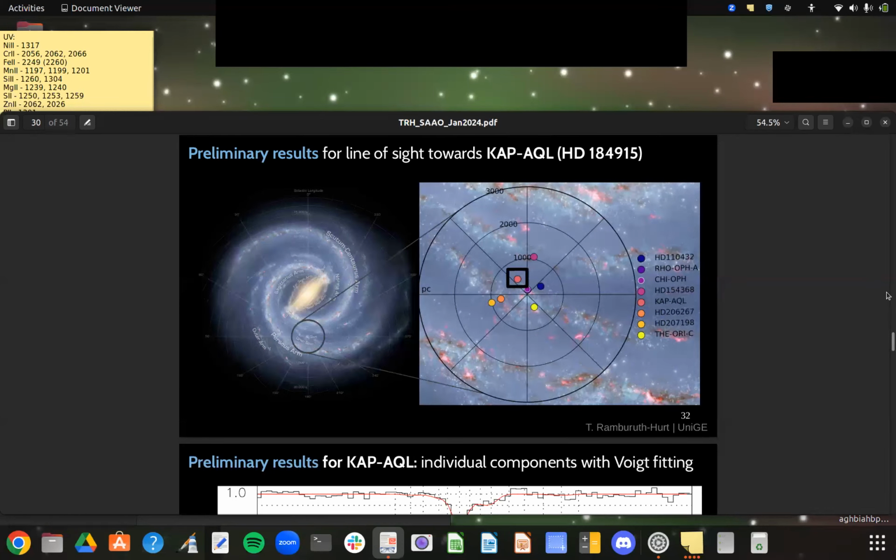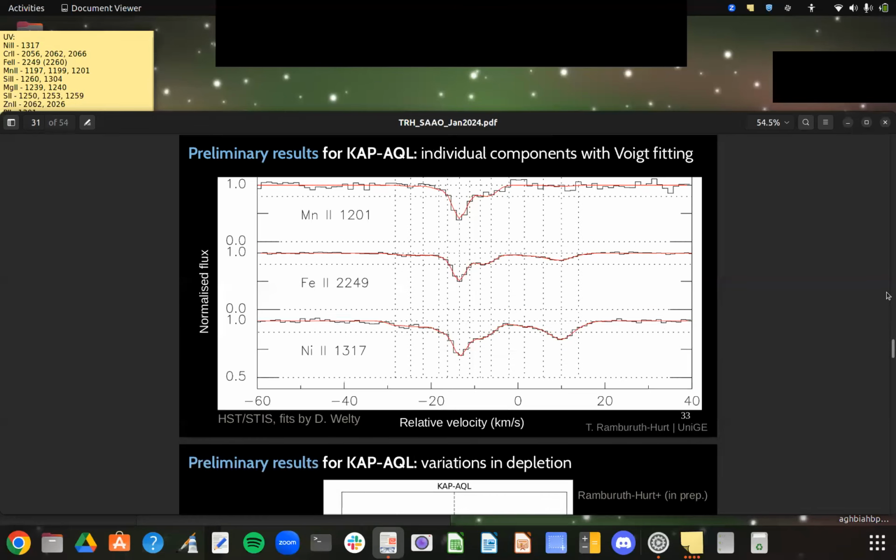So what I'm going to show you now is preliminary results for one of our targets. The spectra for Kappa Aquilae looks like this for three different ions. And what I want to show you here is the vertical dotted lines show the location in relative velocity of different components that we see in these absorption profiles.